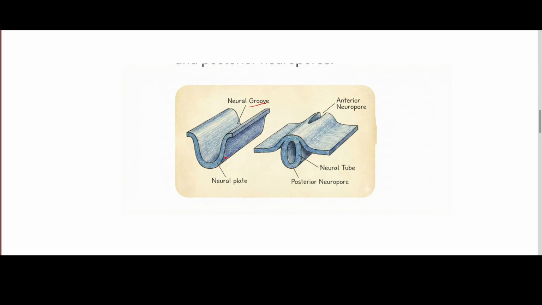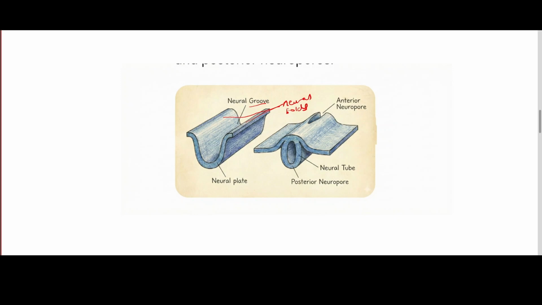Now at the same time, the lateral edges rise upward. These lateral edges that rise upward are called the neural folds. All right, so these are the neural folds.